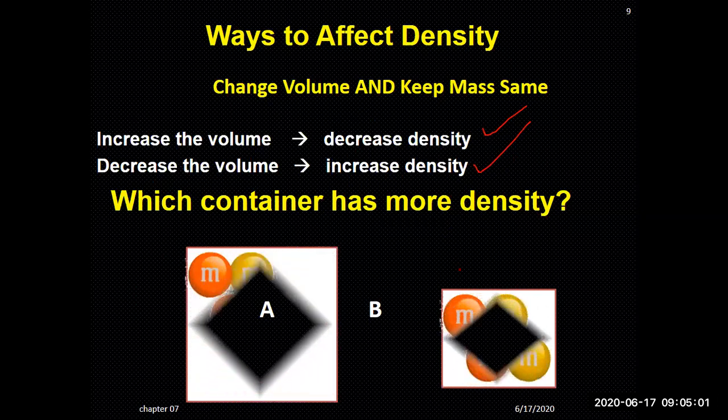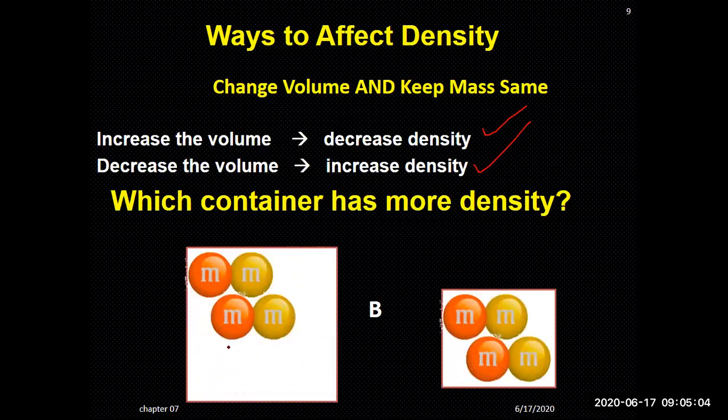So here is the example. If you look at this one, you have increased the volume of container A and decreased the volume of container B. You have kept the mass the same, but you have increased the volume here, so basically you have decreased the density. The mathematical formula also proves the same. But if you look at B, you have decreased the volume and the mass is the same. By decreasing the volume, you have increased the density. So this is the concept of changing volume but keeping the mass constant.